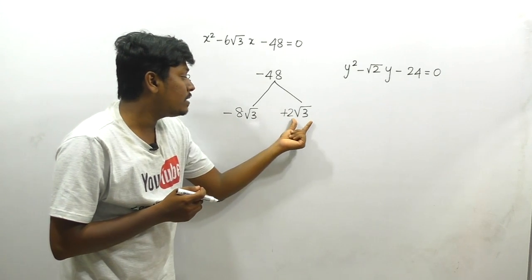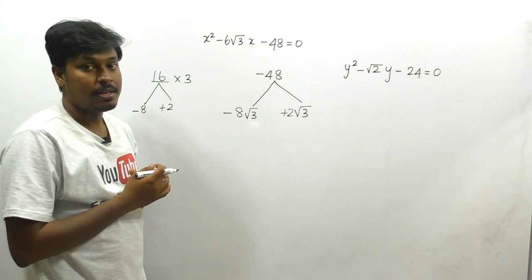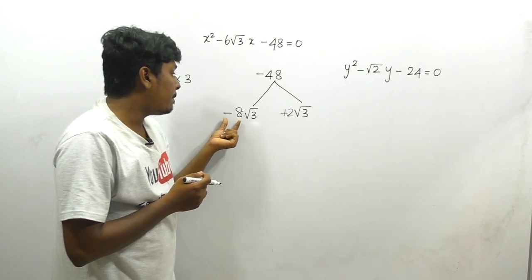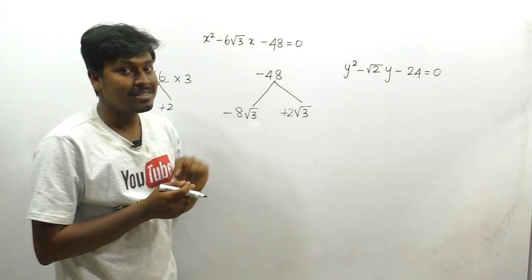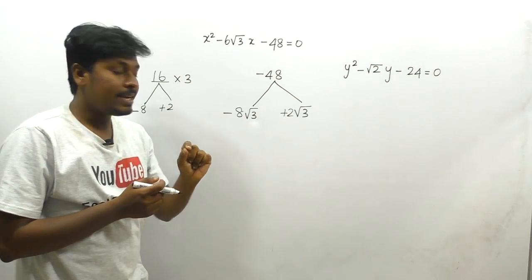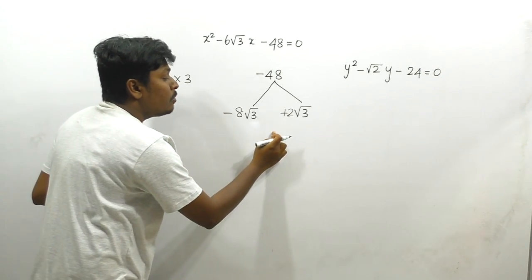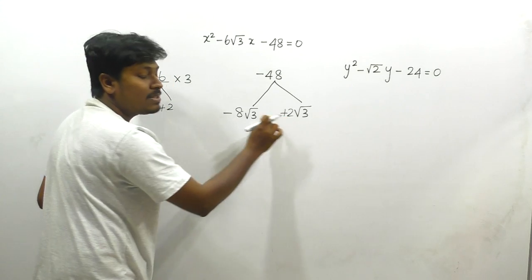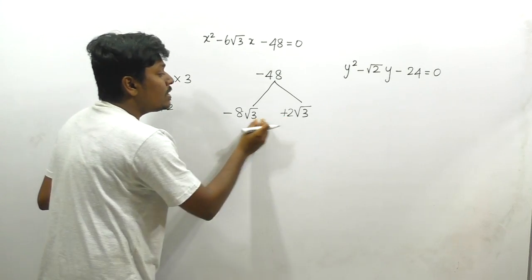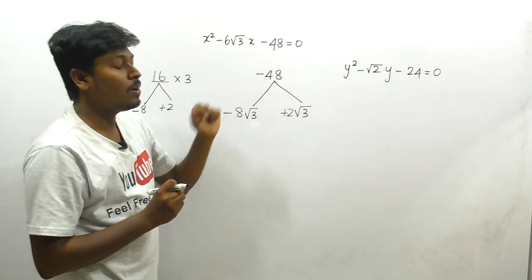When we add both the numbers, that is minus 8 root 3 plus 2 root 3, it will be minus 6 root 3. When we multiply both the numbers, minus 8 into 2 will be minus 16, and root 3 into root 3 will be 3. Friends, got the idea? Adding both the numbers gives minus 6 root 3. Multiplying both the numbers, minus 8 and plus 2 will be minus 16, root 3 into root 3 will be 3, so minus 16 into 3 will be minus 48, where I got the number.